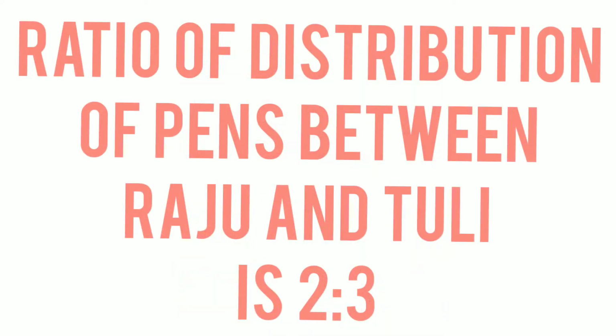Let me take an example. The ratio of distribution of pens between Raju and Tuli is 2:3. What do you mean by this? I know many of you will think out of 5 pens, Raju will get 2 pens and Tuli will get 3 pens, isn't it? But if I say no, this one is not the correct answer. According to me, Raju will get 10 pens and Tuli will get 15 pens. If the ratio is 2:3, then which one will be the correct answer?